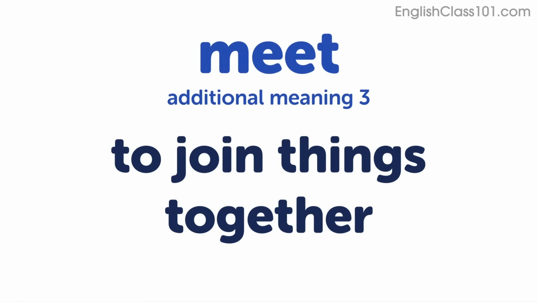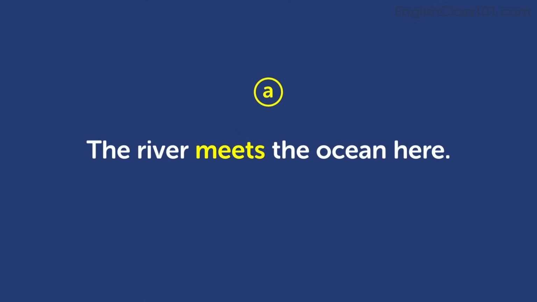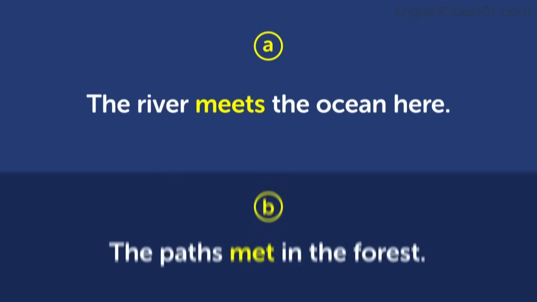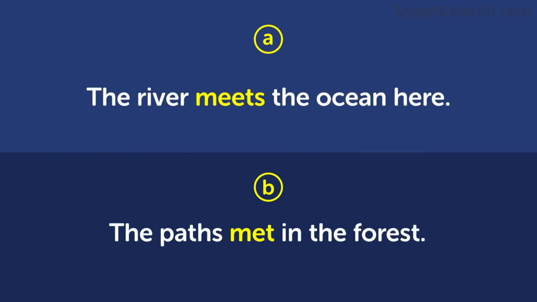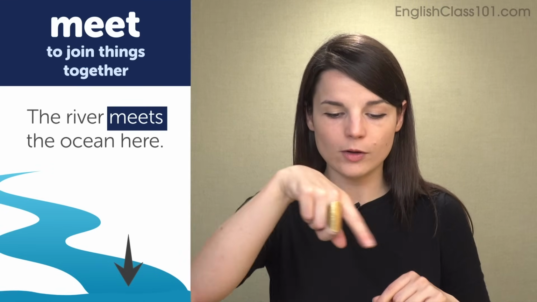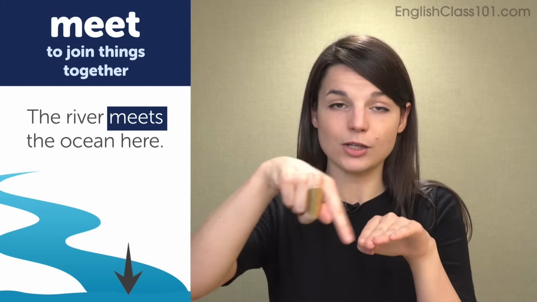So two or more things come together. Examples of this. The river meets the ocean here. The paths met in the forest. So the river meets the ocean here. So the space where the two things come together, that's the place where they meet. So thing A and thing B come together and meet right here. So they're joining together there.